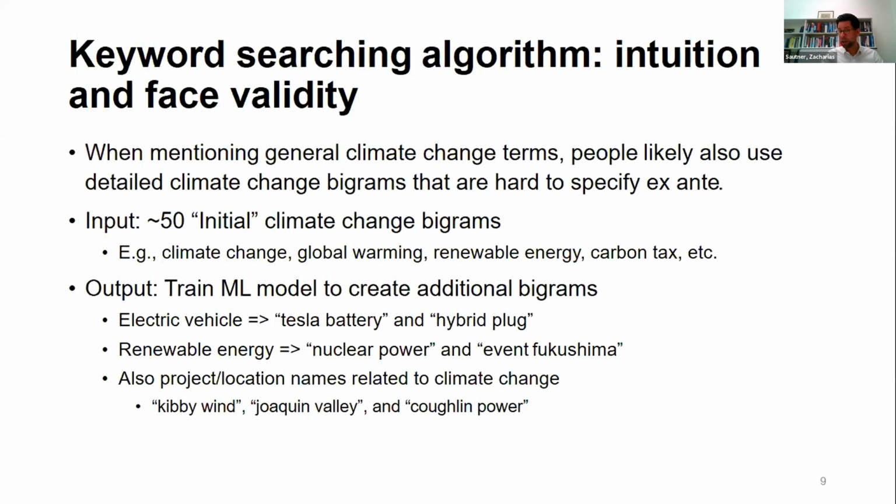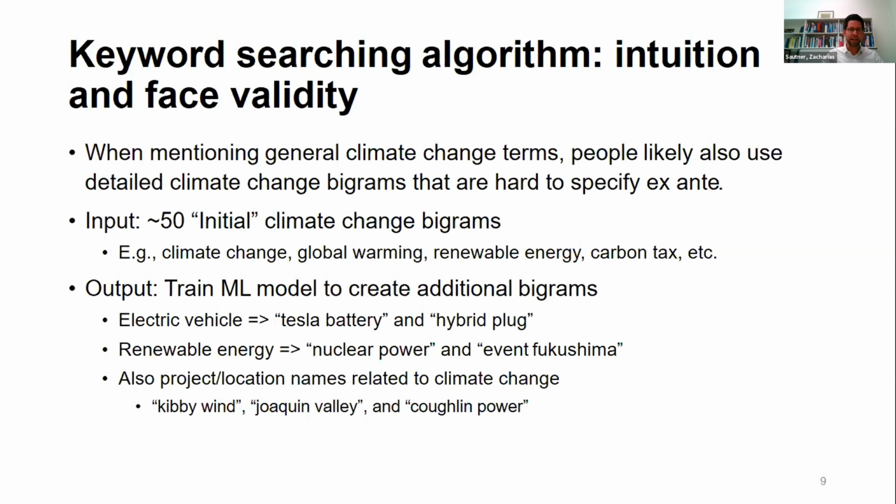For example, the word climate change, or the word combination, its bigrams: global warming, renewable energy, carbon tax. Then our machine learning model does the following. It learns additional bigrams by basically checking to what extent other bigrams are showing up in sentences in which these initial climate change bigrams appear. So we create an additional set of bigrams out of the training model.